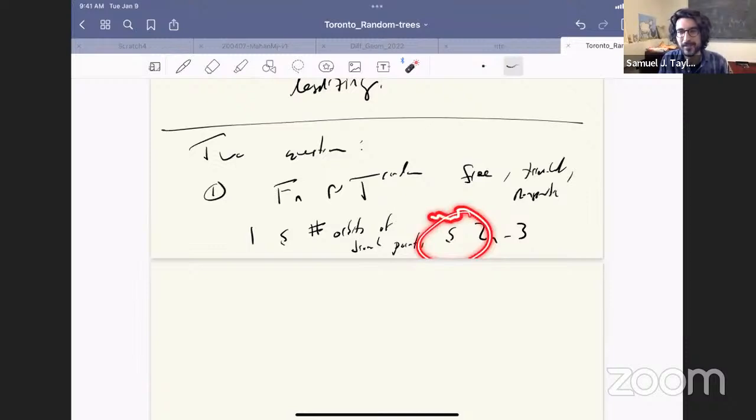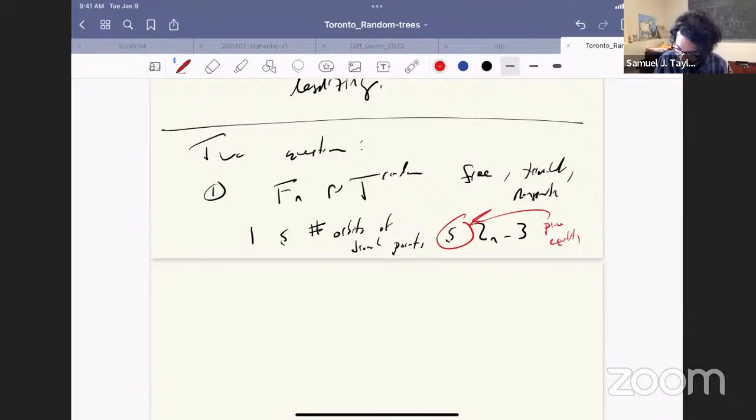So, the open question is prove that for a typical tree in outer space, the number of orbits of branch points is exactly 2n minus 3. Probably saying that in a very muddled way. Prove equality. Typically. So where does your sense of certainty come from?